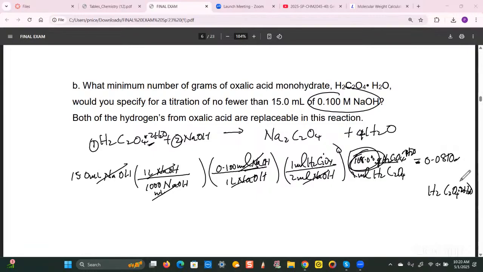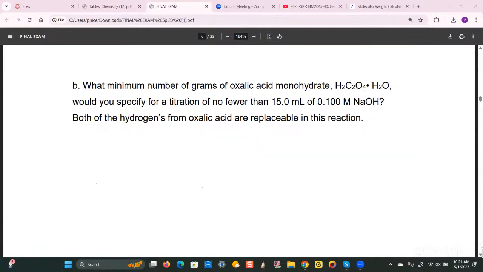0.0810 grams of oxalic acid monohydrate. Okay, any questions about this? Any questions? Okay, so I take it I can clear this. Let's scroll on further to see what's in store.